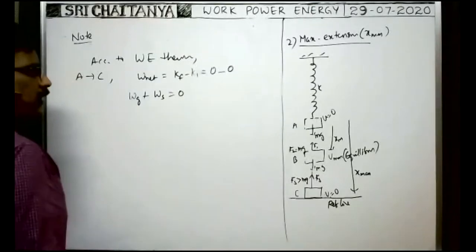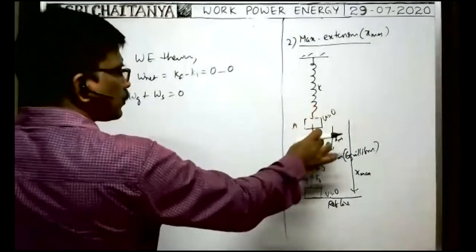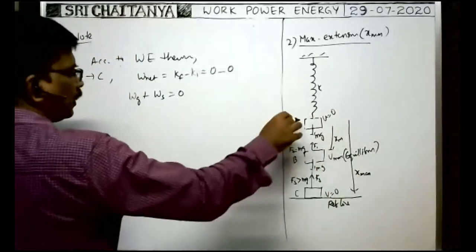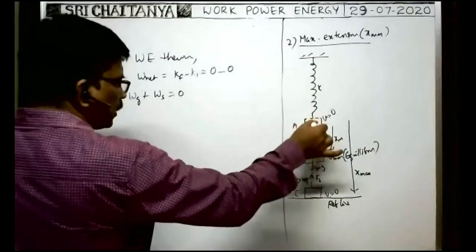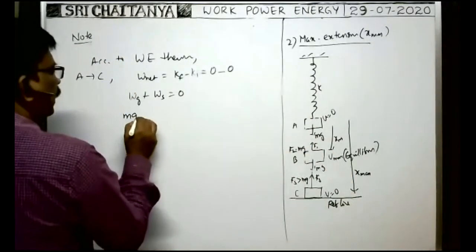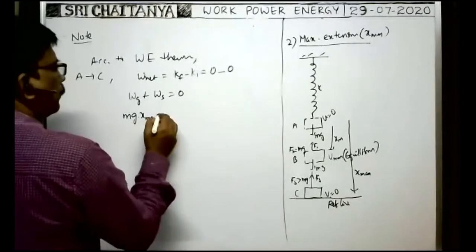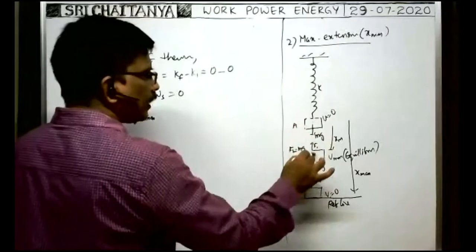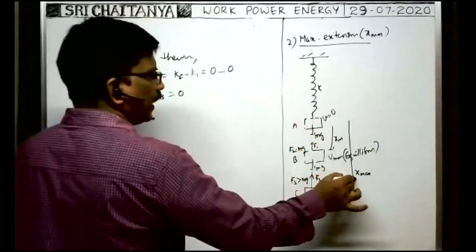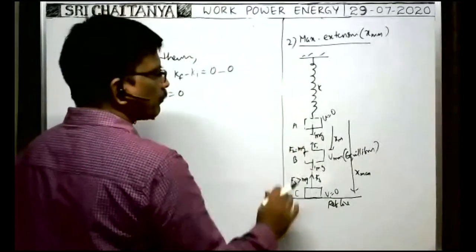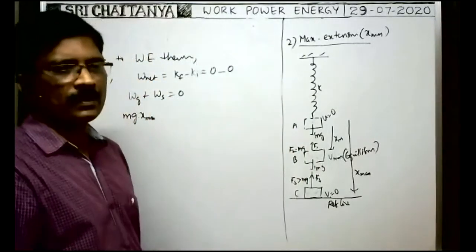What is the work done by gravity? Whenever the block comes down to a distance equal to x max, then work done by gravity: the gravitational force is downwards and displacement of the block is also downwards. That's why work done by gravity is positive, which is equal to mg into x max. Plus, what is the work done by spring force? While the block is coming down to a distance x max, spring force is in opposite direction. That's why work done by spring force is negative.